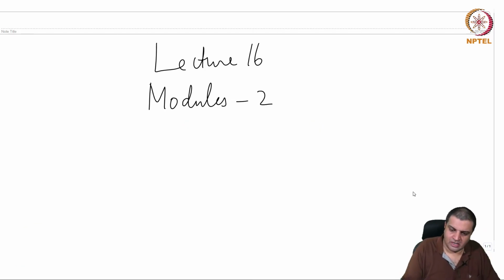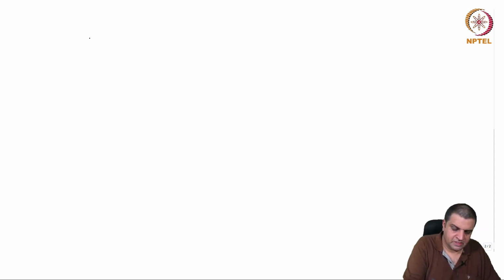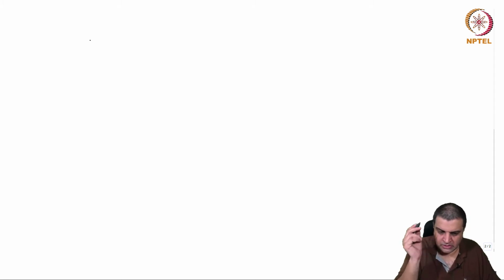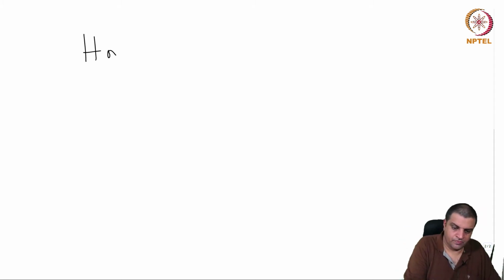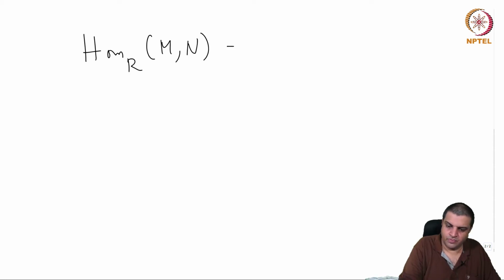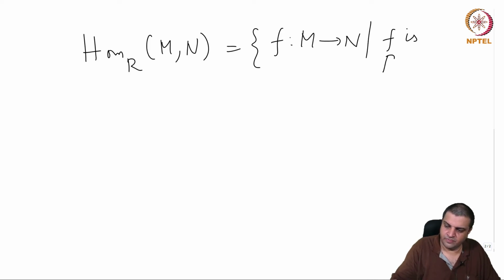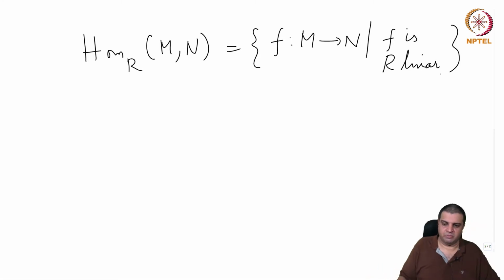So we continue our discussion about modules, and we'll also see some Macaulay examples. Okay, so the first thing that we would like to observe using the Hom module that we saw last time, which is the set of f from M to N such that f is R linear. The set of R linear maps from M to N.